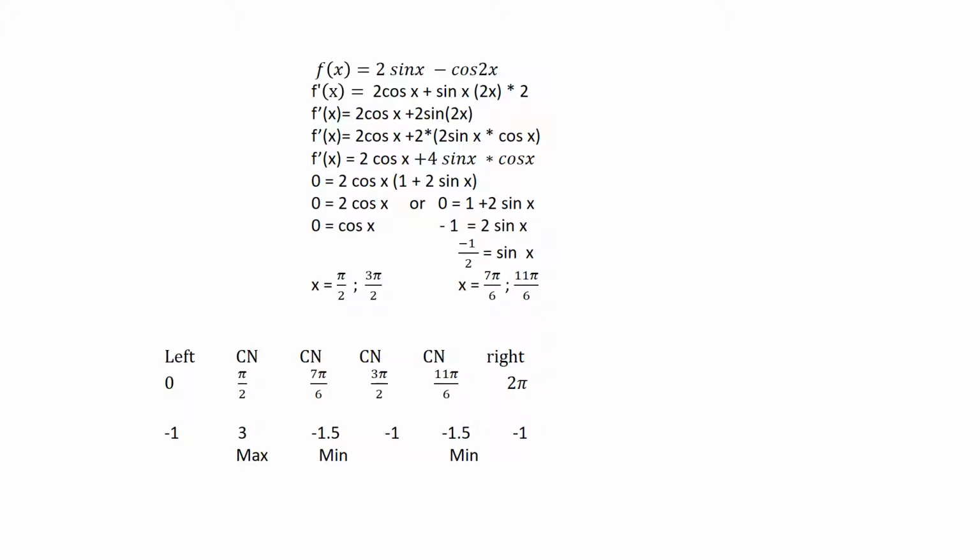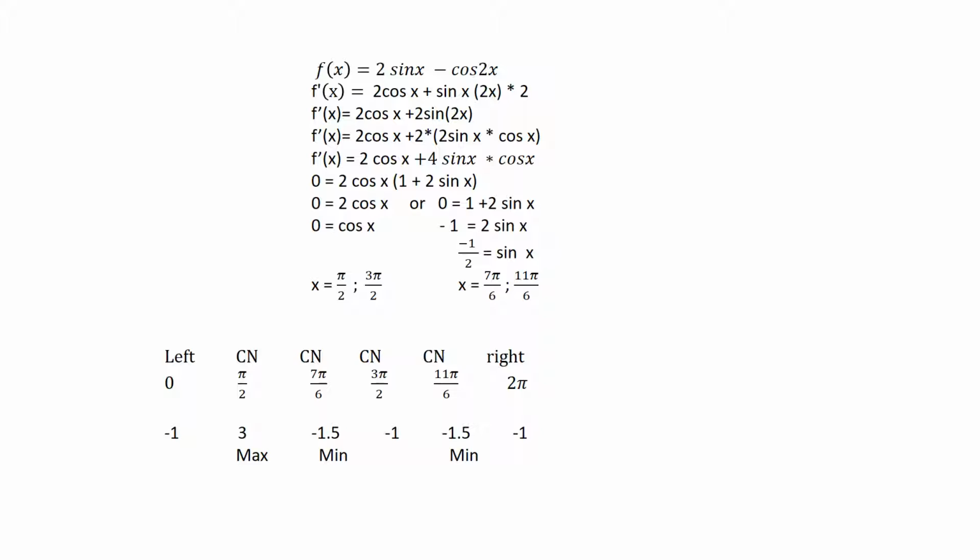Now sine of 2x is an identity, and sine of 2x is actually equal to 2 sine x times cosine x. So we'll make that substitution, simplify, and we now have that f prime of x is 2 cosine x plus 4 times the sine of x times the cosine of x.